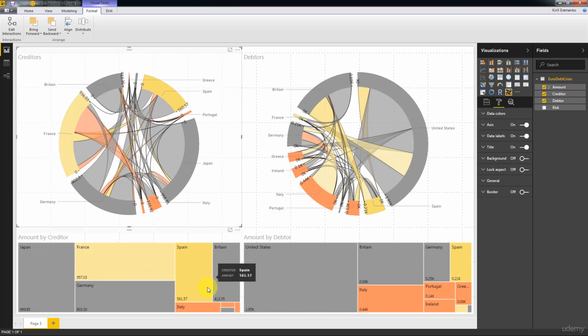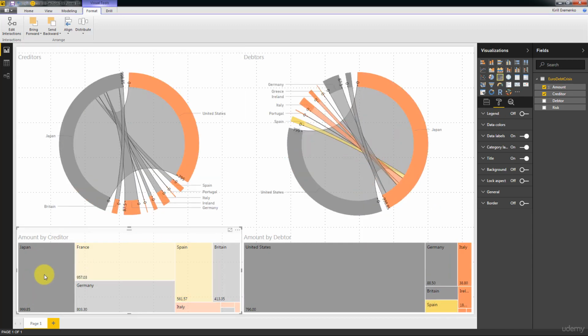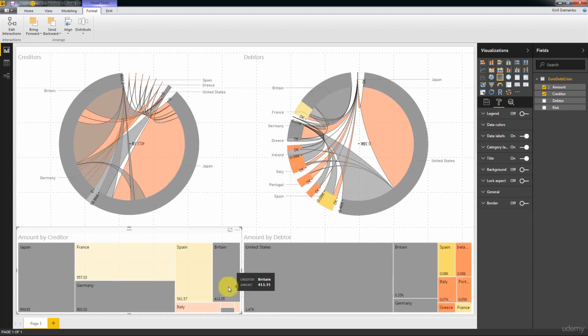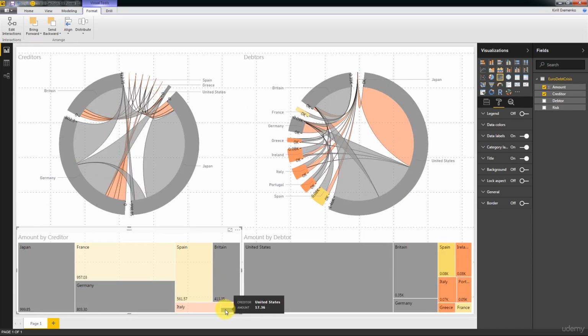We're going to look at the most stable countries, so the gray ones. And so let's pick them out here. Hold down Control and select these countries. So Japan, Germany, Britain, and the United States, where they act as creditors. As you can see, the whole visualization has adjusted. All right, so what can we tell from here?